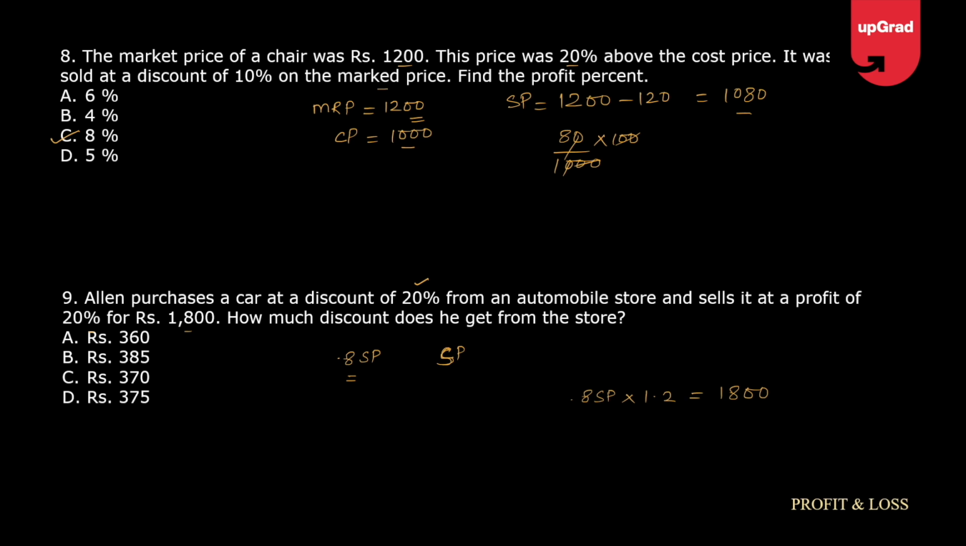So from here I can easily calculate the value of SP, which is nothing but 1800 divided by 1.2 multiplied by 0.8. Upon removal of these decimals, I'll put a couple more zeros here. Now let's cancel this off. So 12 ones are 12, 15, triple zeros here. So it will fetch me 15,000 divided by 8. Before I calculate it further, I've been asked to calculate the discount that he gets.